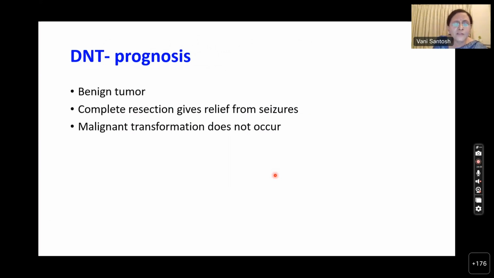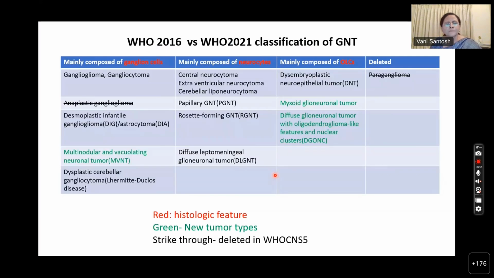So DNETs are all very benign tumors. Here the surgery is basically performed for relief from seizures. It is not for oncological purposes because malignant transformation actually does not occur in these tumors. There are anecdotal reports where there has been malignant transformation of DNETs.